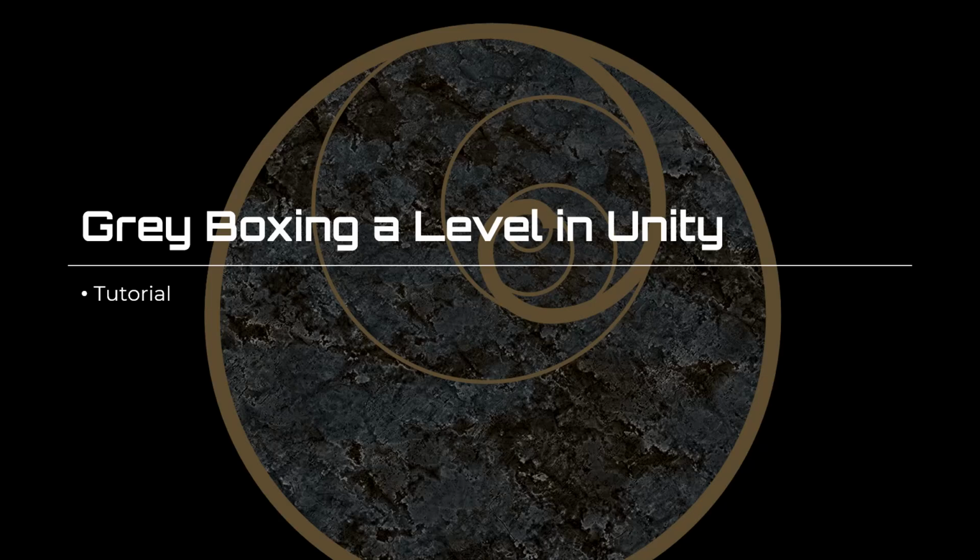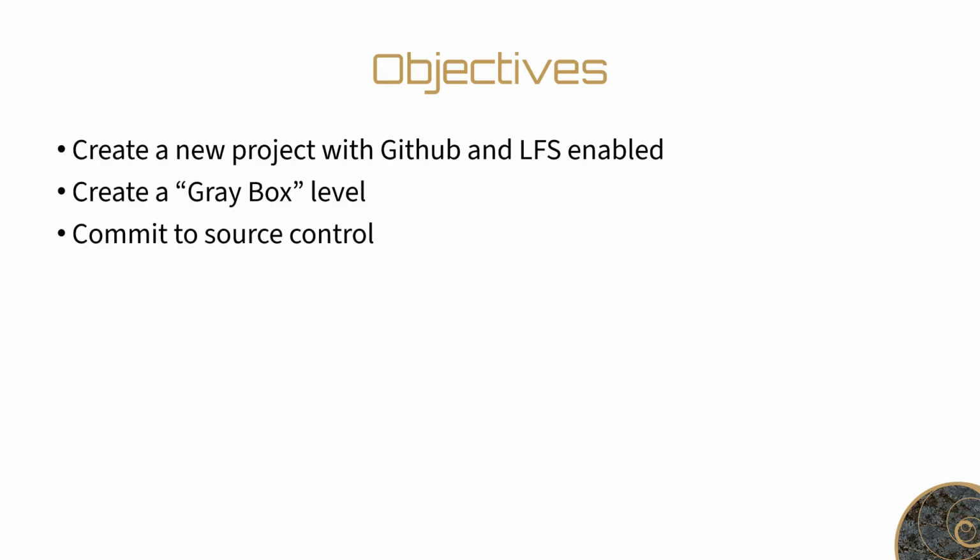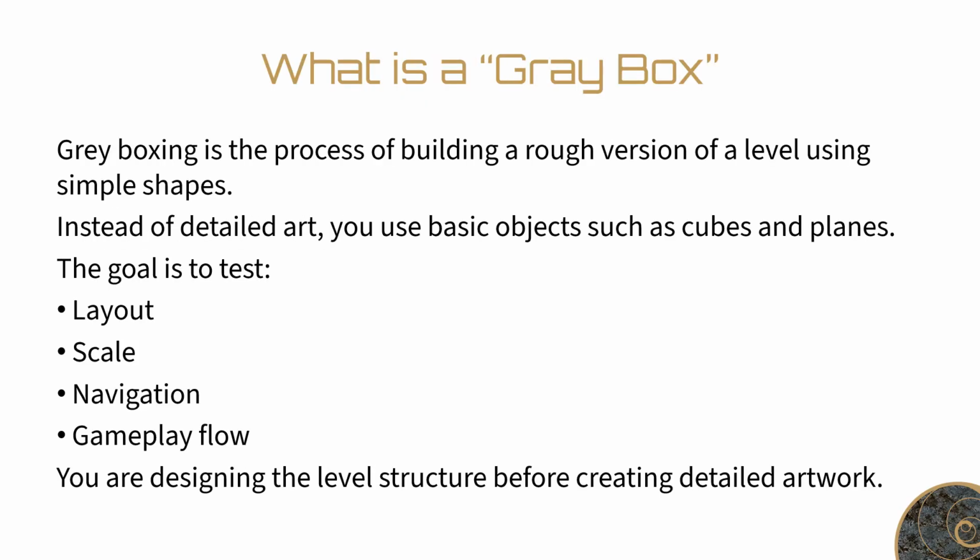I'm a software development instructor, and today I'm going to demonstrate how to graybox a level in Unity. So today our objectives are going to be to create a new project using GitHub as our repo and enabling LFS. We're also going to create a graybox level and commit that to source control.